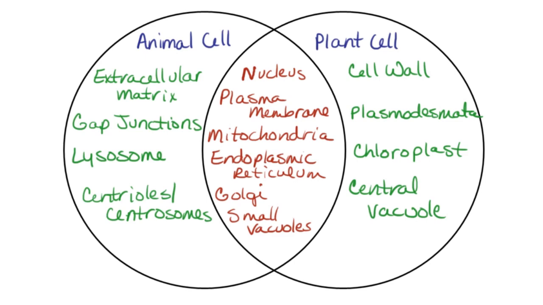So that's a snapshot of plant versus animal cells, showing us what's going to be similar or the same between the two, right there in the middle. And then we can also see the unique characteristics that each of them does have.